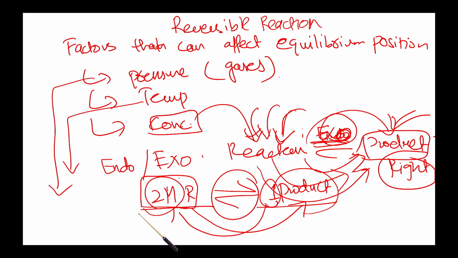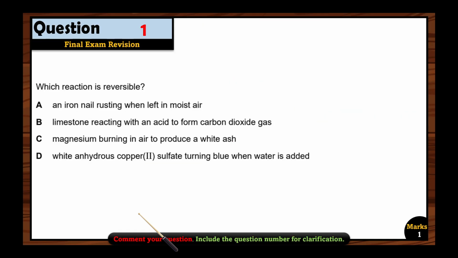So this is all related to this chapter. Now when we cover the questions, it will be more clear to you. Let's see question 1. Which reaction is reversible? An iron nail rusting when left in moist air? Of course not. You cannot get back the iron once it is rusted.